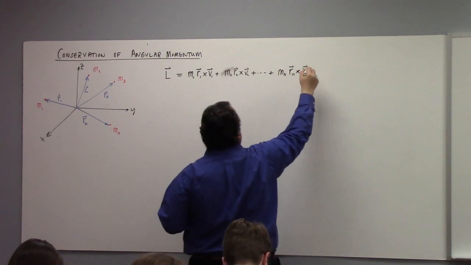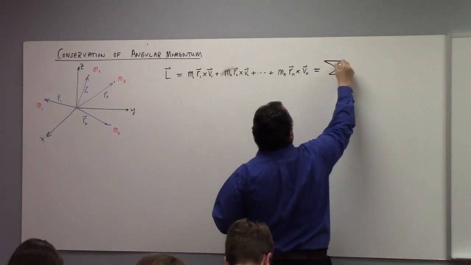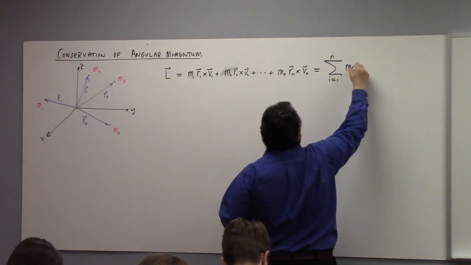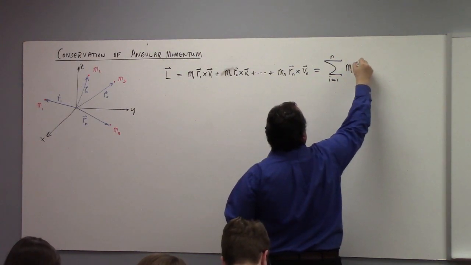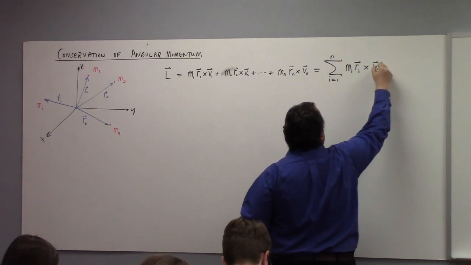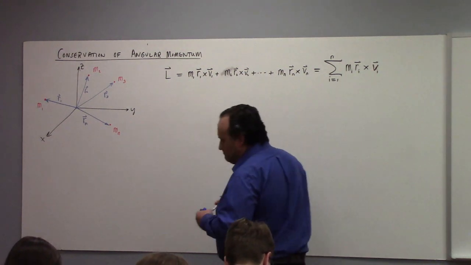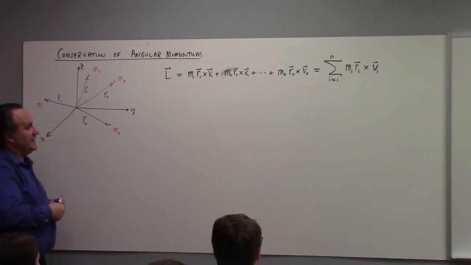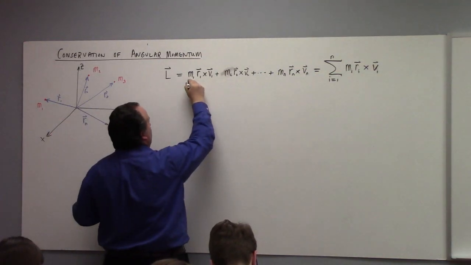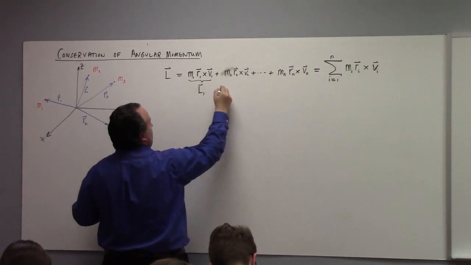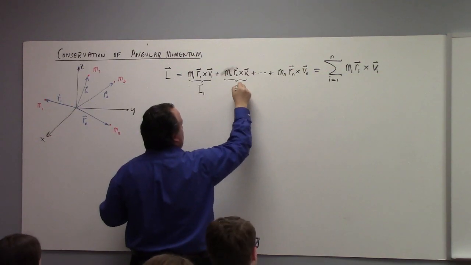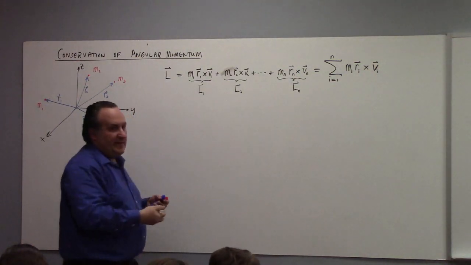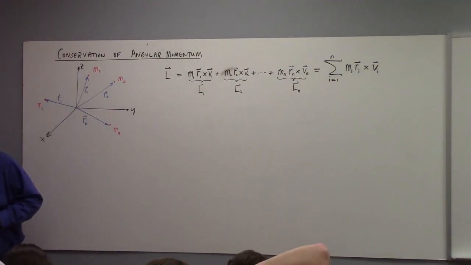And I'm probably going to get tired of writing that, so let's just write this as the sum, i equals 1 to n, of m sub i r sub i cross v sub i, where v sub i is the velocity of the ith particle. In short, this is the angular momentum of the first one, this is the angular momentum of the second mass, this is the angular momentum of the nth mass. So the net angular momentum is the sum of the angular momenta.